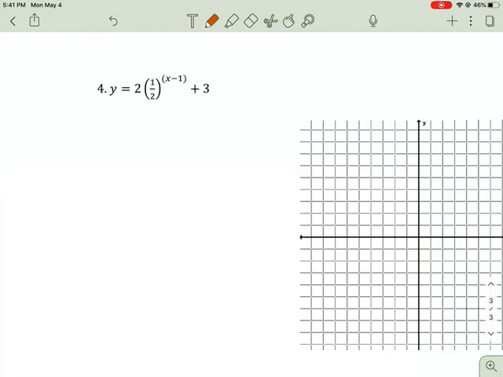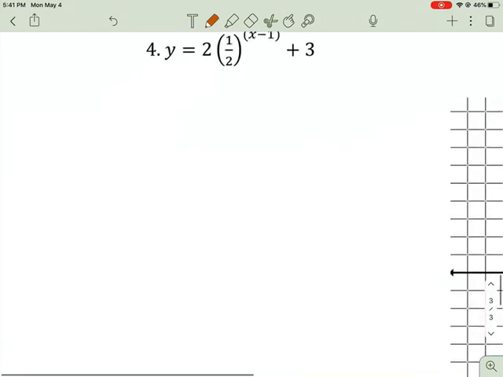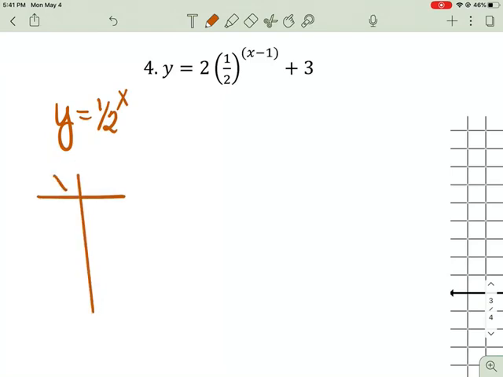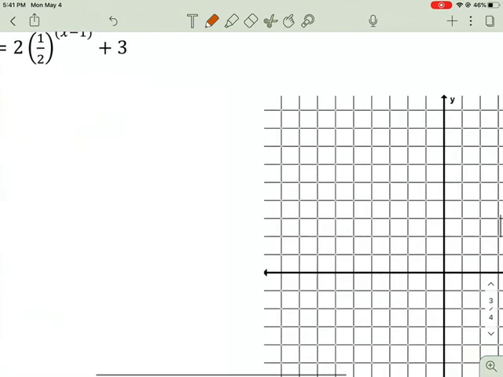All right, let's take a look at this last graph. Okay, we have 2 times 1/2 to the x minus 1 plus 3. So this has all of our changes. So let's graph the original, which is 1/2 to the x. So this would be 2, 1, and 1/2.